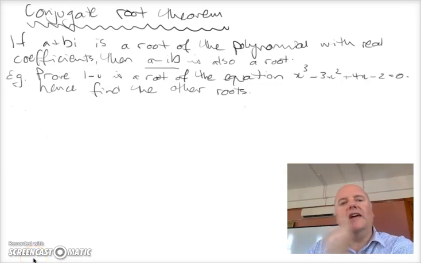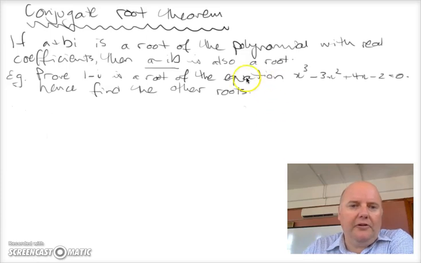Hi, so what I'm going to do today is show you how to use the conjugate root theorem. So this is the conjugate root theorem. If a plus bi is a root of some polynomial which has real coefficients, then a minus bi is also a root. Remember, this a minus bi is the conjugate of a plus bi. The sign has changed.